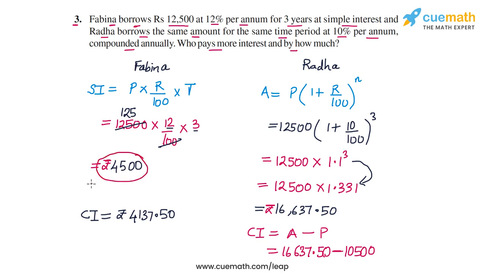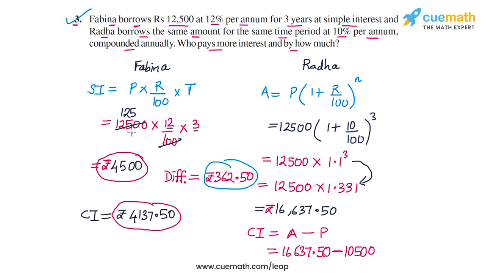She pays a total interest of rupees 4,500, while Radha pays a total interest of 4,137 and 50 paise. And if you take the difference of these two interest amounts, the difference comes out to be rupees 362 and 50 paise. And therefore the answer is that Fabina pays more interest and she pays rupees 362 and 50 paise more than Radha. So that's the answer to question number 3.